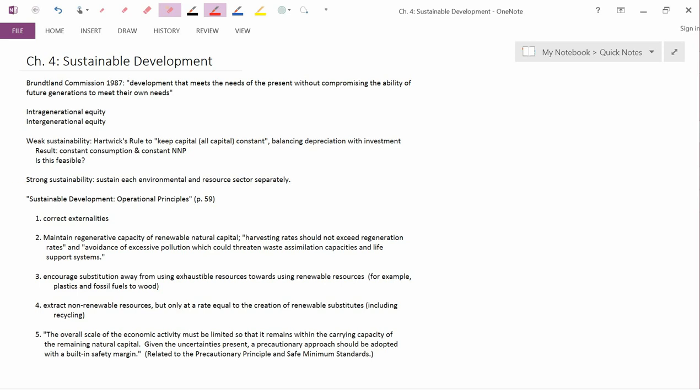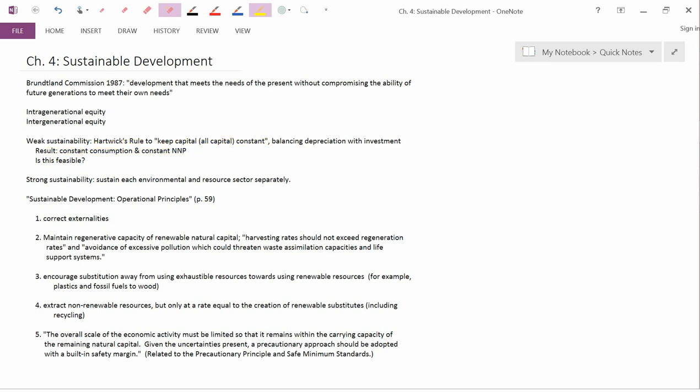Weak sustainability is related to the total stock of capital in an economy. This means man-made capital, also, I suppose, so-called human capital, which is education of the population, but also natural capital. A Canadian economist named John Hartwick has enunciated Hartwick's rule, which is if you keep capital, that is all capital, constant, then the result is going to be sustainability, constant consumption and constant net national product.